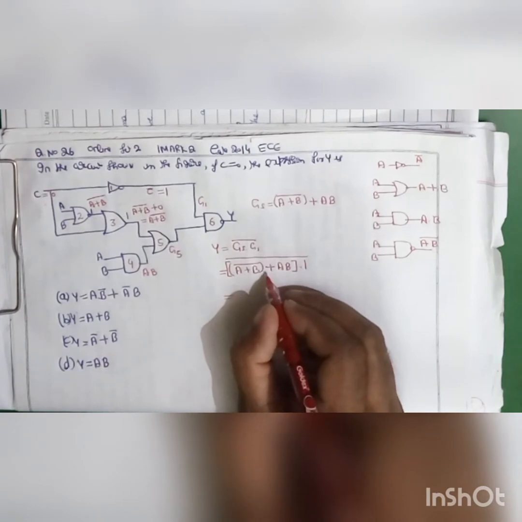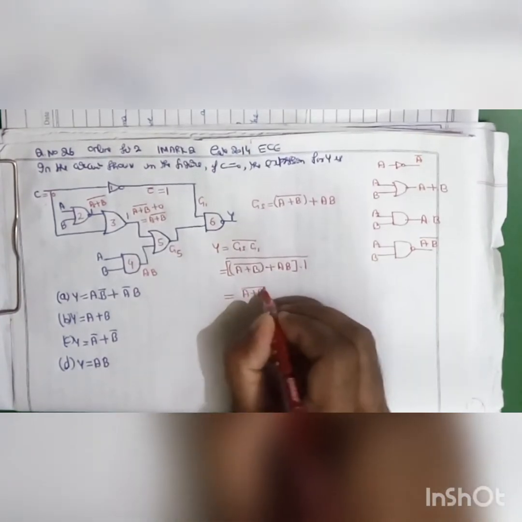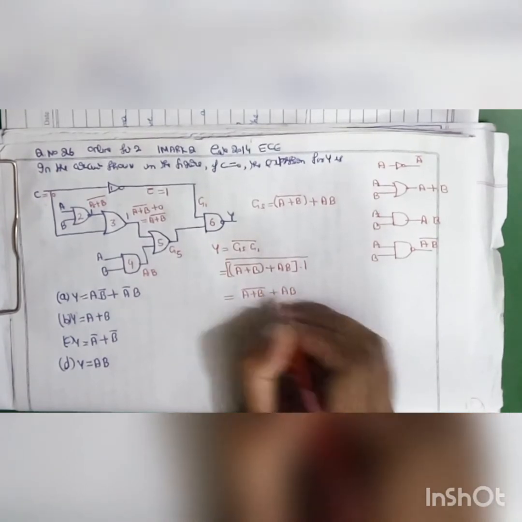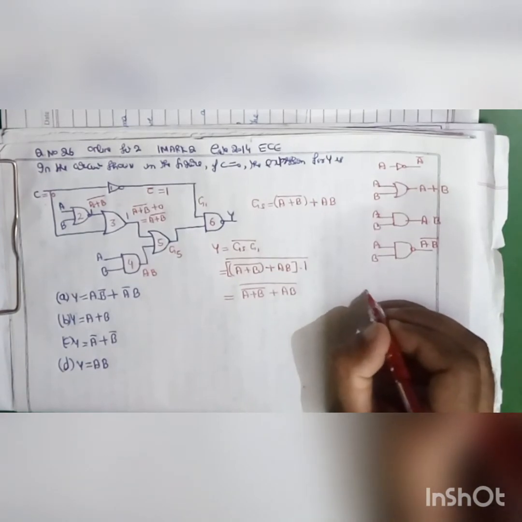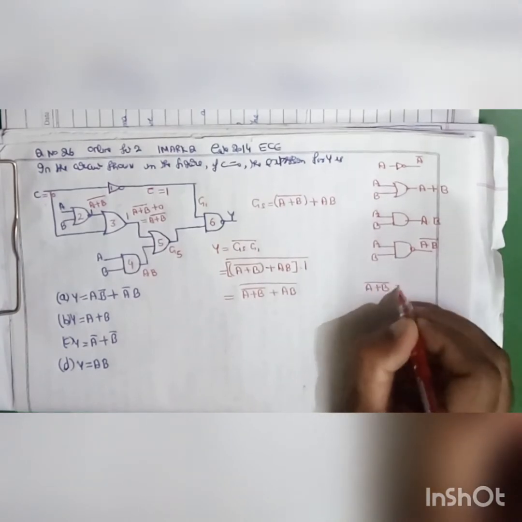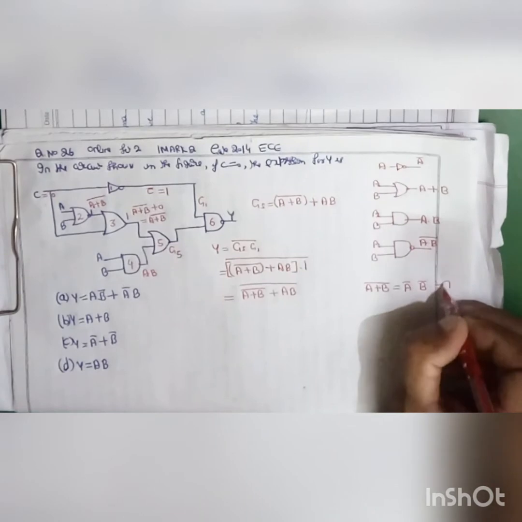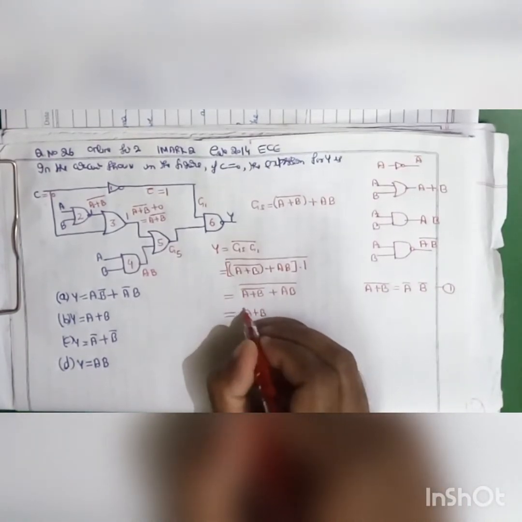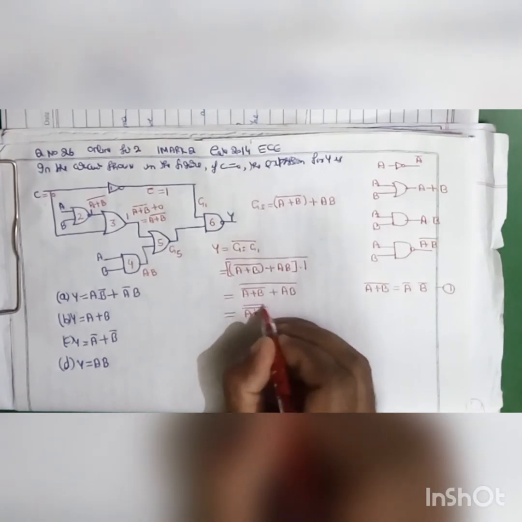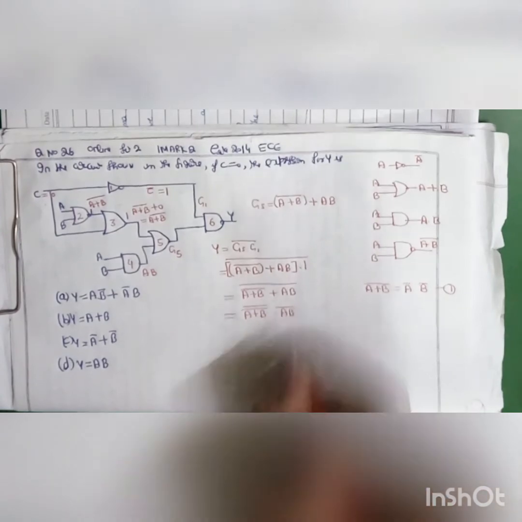And this function will be A or B whole bar or AB whole bar. Now we will apply De Morgan's theorem here. De Morgan's theorem says A or B whole bar is equal to A bar B bar. On applying this, it will be A or B whole bar anded with AB whole bar.